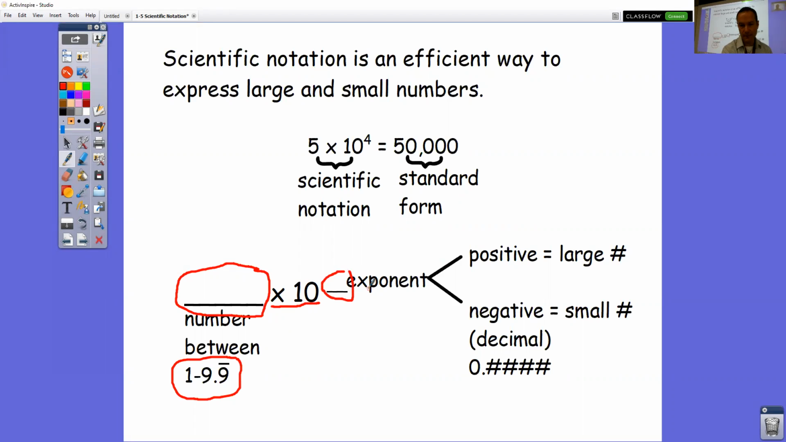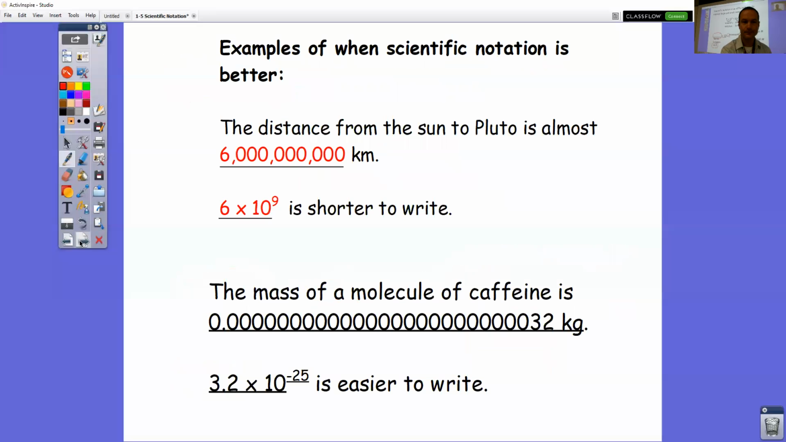Now, with your exponent, if it is a positive exponent, that represents a really, really large number, a number that's in the hundreds or thousands or hundred thousands or millions or billions. A negative exponent is going to be a really, really small number. It always starts with 0 point. Anytime that you have a negative exponent, that number always starts with 0 point. So it's always a decimal.